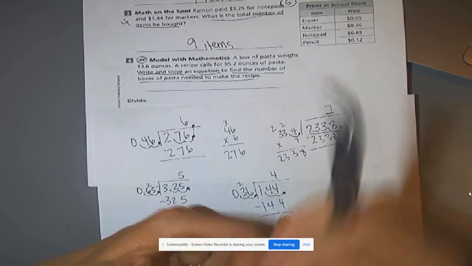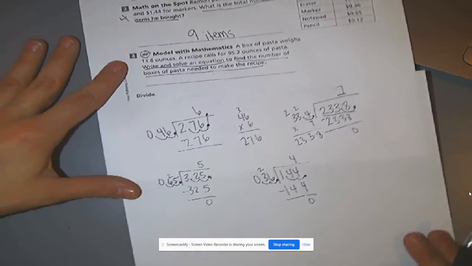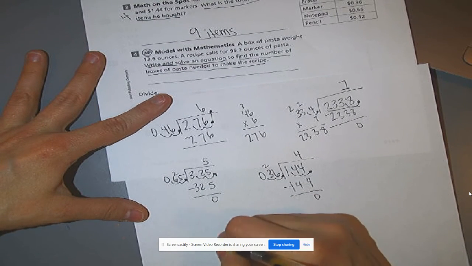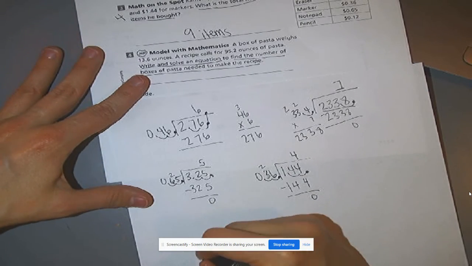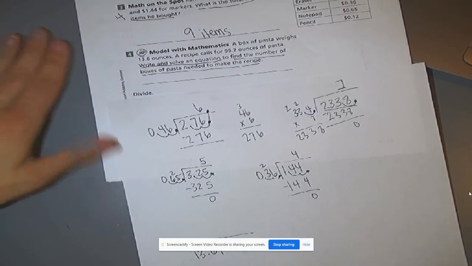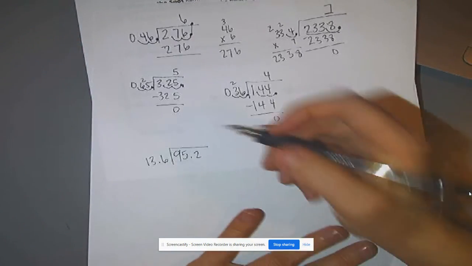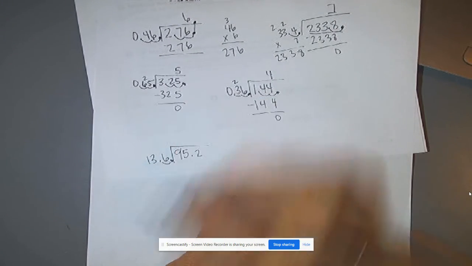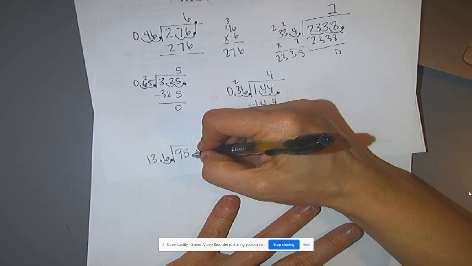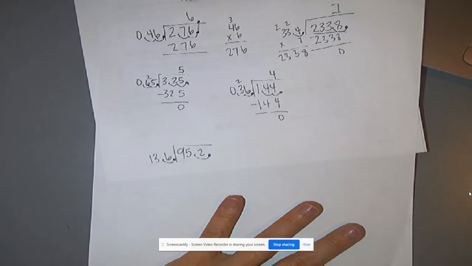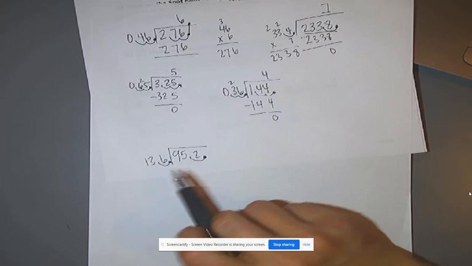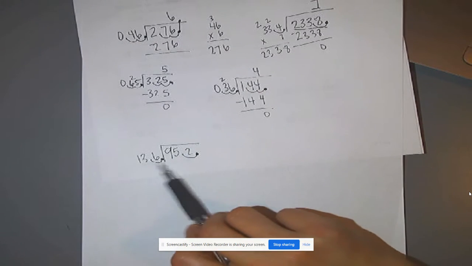Okay, so in here, what is our whole, not necessarily whole, but what's going to be divided up? Well, we need 95.2 ounces of pasta, and then we know that each box is 13 and 6 tenths. Okay, so what do I do when I divide? I make it a whole number by multiplying by 10. If I multiply that by 10, I have to multiply this by 10.